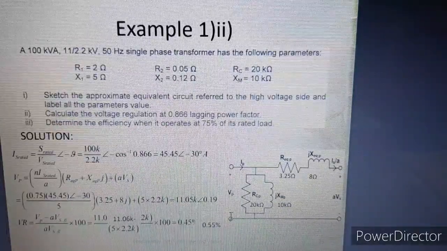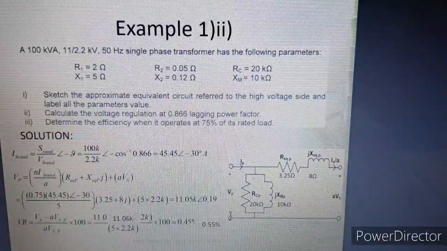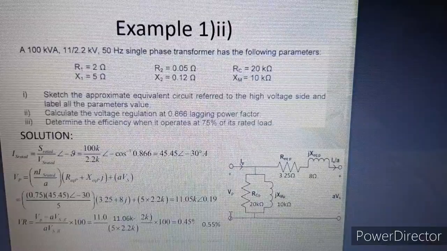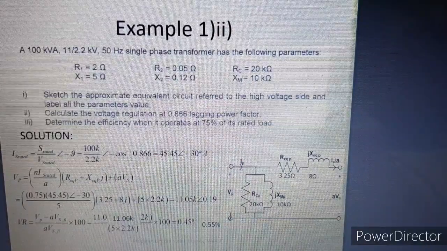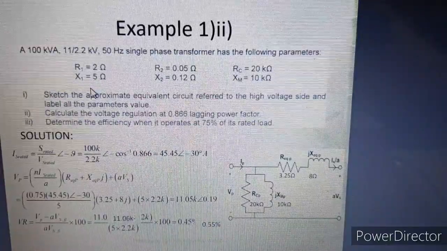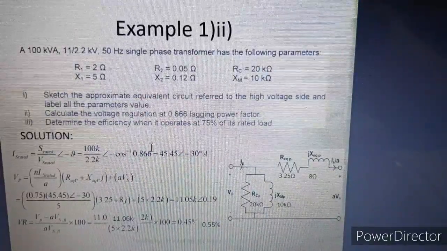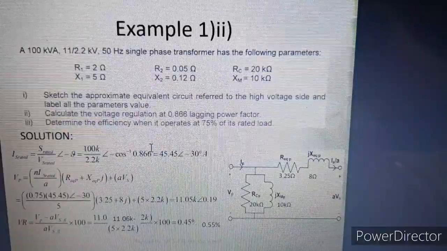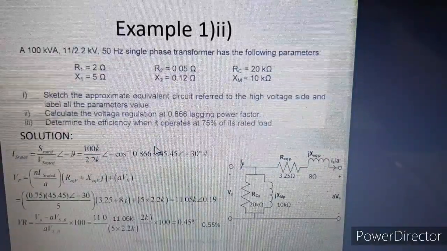That indicates your full load and no load output voltage differ by 0.55%. Notice the value is small, less than 1%. That is good.